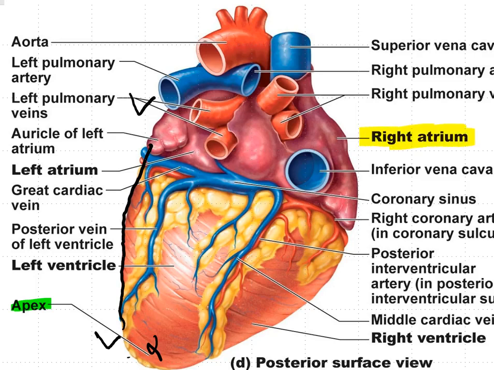Okay, so we have the right atrium here, left atrium here, and also you can see these right pulmonary veins, left pulmonary veins. These are the right and left pulmonary veins, four pulmonary veins coming from the lungs, and this is going to be the superior vena cava, and this is the left pulmonary artery that goes to the lungs.